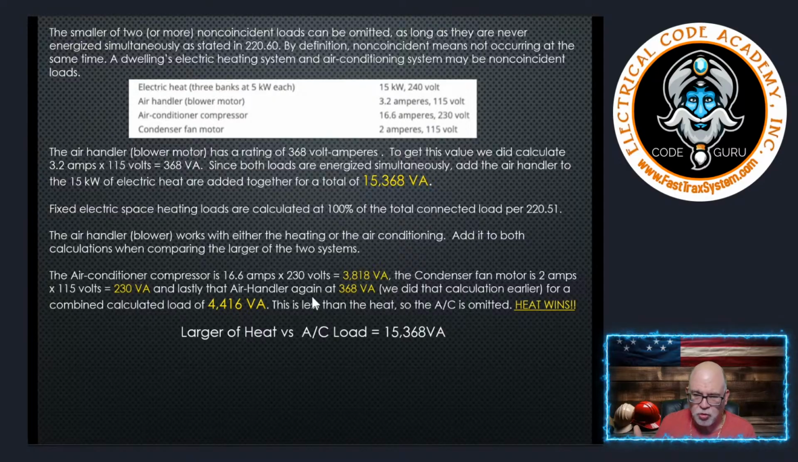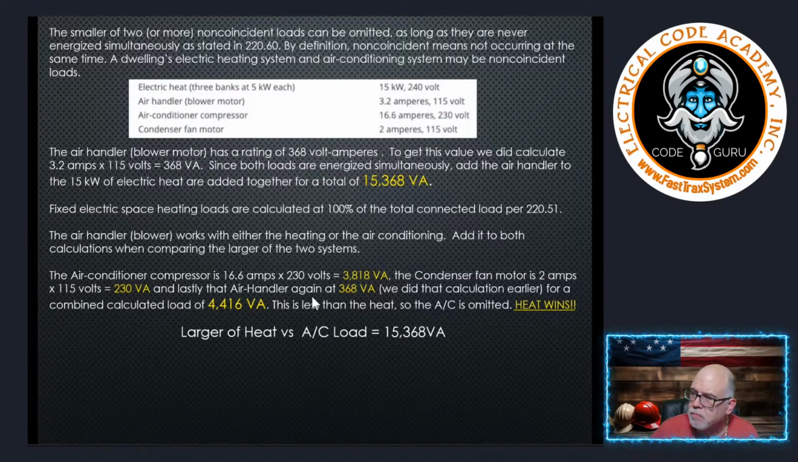But in our case, we have central heating and cooling, so we definitely have some non-coincident loads. Another thing I will tell you up front is that that air handler is not a non-coincident load. Why? Because it has to be running when the heat is going to blow that air, and it has to be running when the air conditioning is going to blow the cooling around the building, right? So at the end of the day, it is not a non-coincident load. So when we're comparing the different loads, the heating versus AC loads, we got to make sure that the air handler is added to both in our comparison, okay?